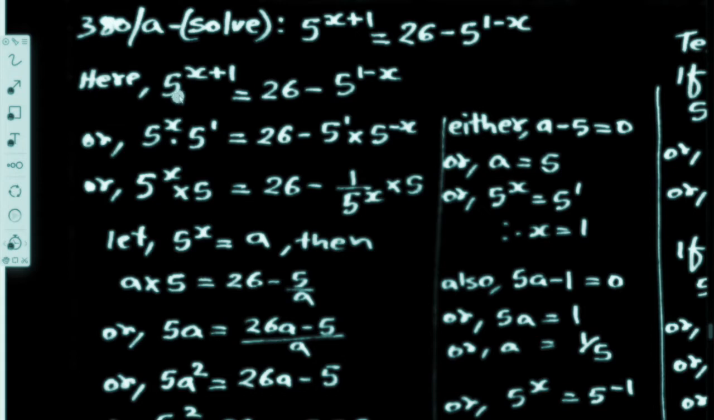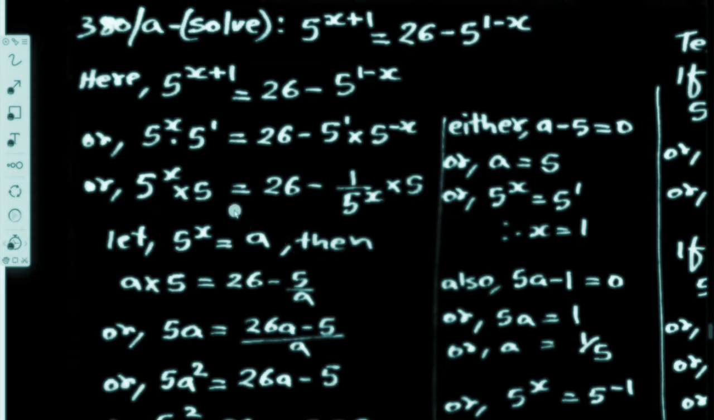Here, 5 power x plus 1 equals 26 minus 5 power 1 minus x. This is the question, written here as usual. Now, the powers should be separated. It means 5 power x into 5 power 1, so the power is separated, equals 26, same, minus 5 power 1 into 5 power minus x. Here, 5 power minus x and 5 power x. Or 5 power x into 5 equals 26 minus 1 by 5 power x into 5, since 5 power minus x means 1 by 5 power x.